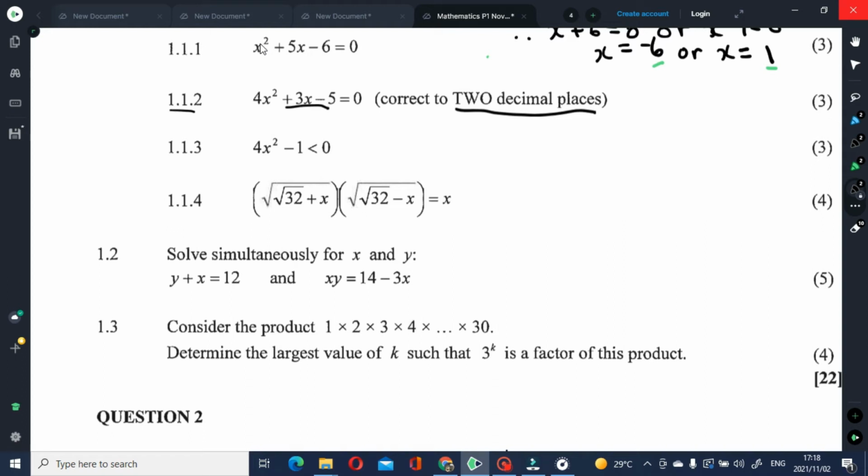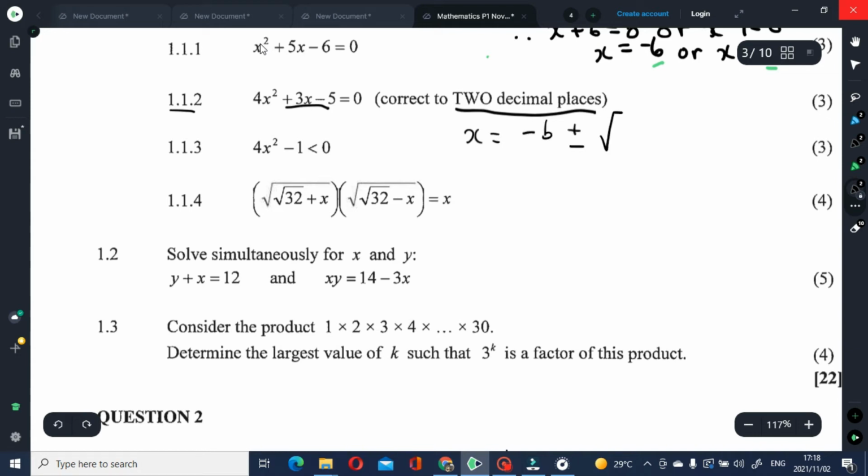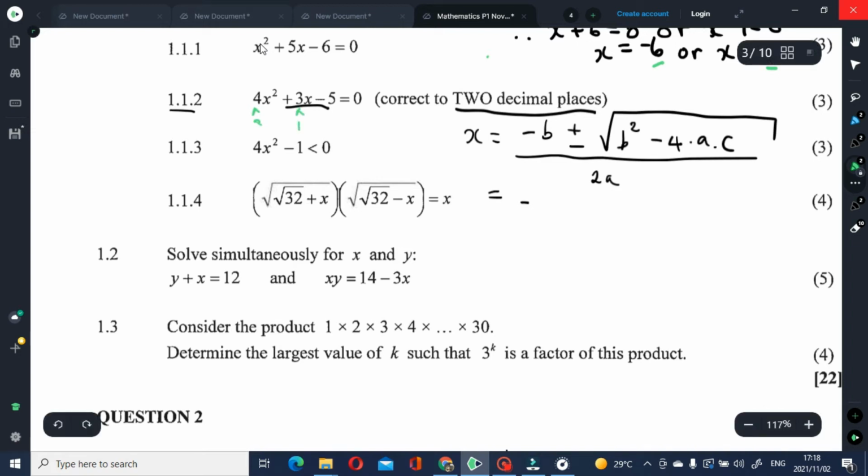The quadratic formula is x equals minus b plus or minus the square root of b squared minus 4 times a times c, all over 2a. So as we know already, a, b and c are all coefficients, so it's just a matter of plugging and playing. Very straightforward. So a is positive 4, b is positive 3, and your c, be very cautious, is minus 5. Take note of the minus sign.